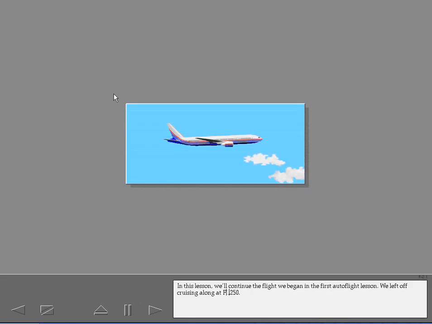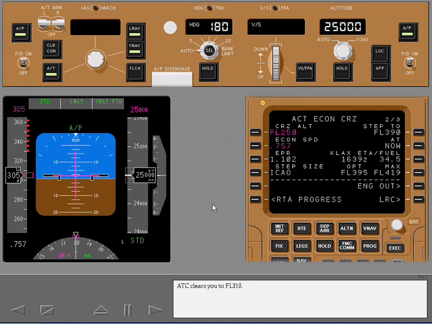In this lesson, we'll continue the flight we began in the first Autoflight lesson. We left off cruising along at flight level 250. ATC clears you to flight level 310.